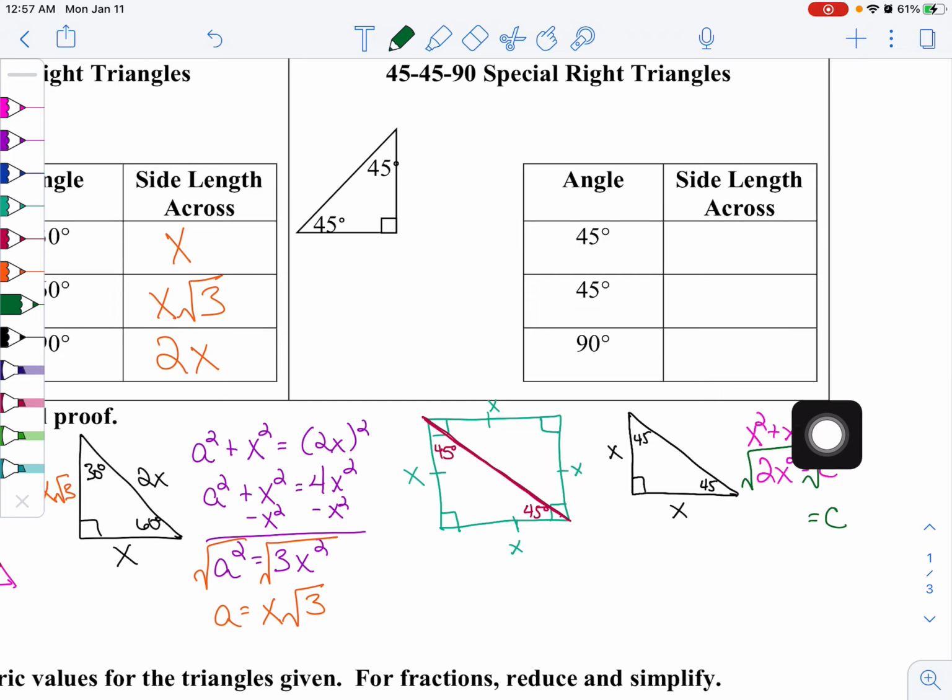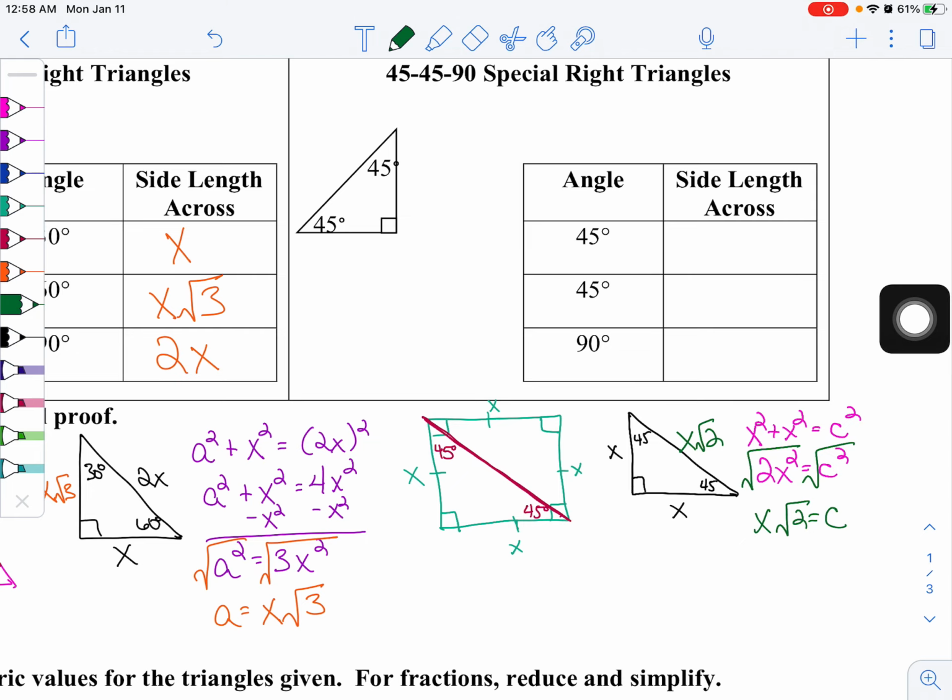I am going to take the square root of both sides. So c is equal to, break this up in pieces. I don't know what the square root of 2 is. Well, my calculator does, but I don't off the top of my head. And then I'm going to do the square root of x squared, which is just x. So that tells me that the hypotenuse of this triangle is x root 2.